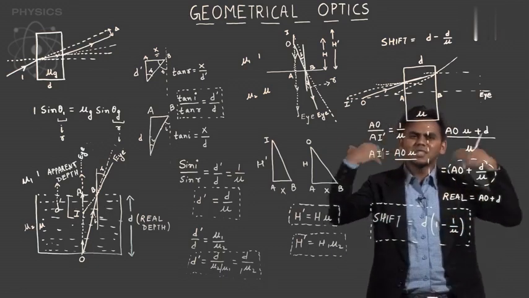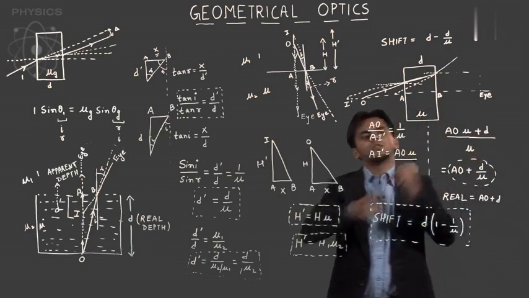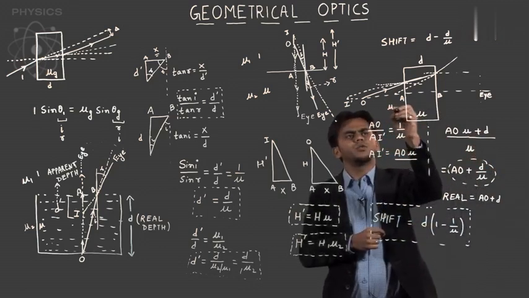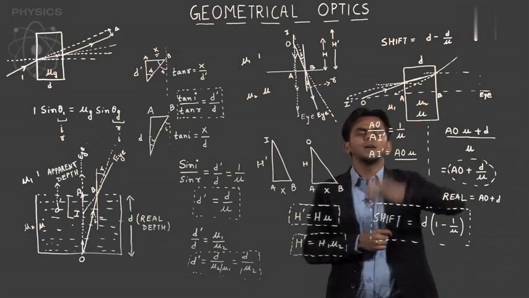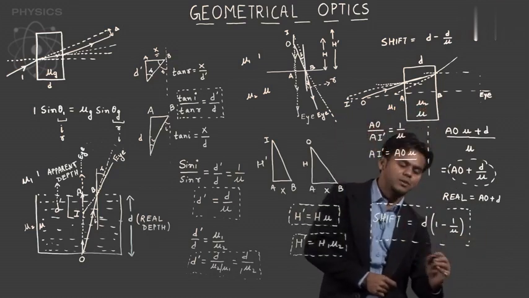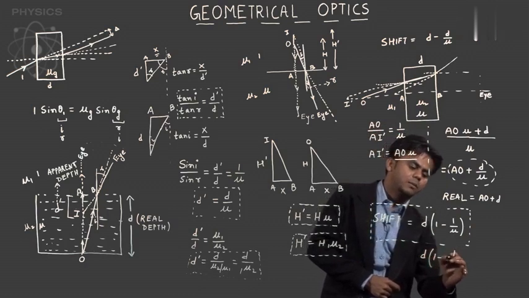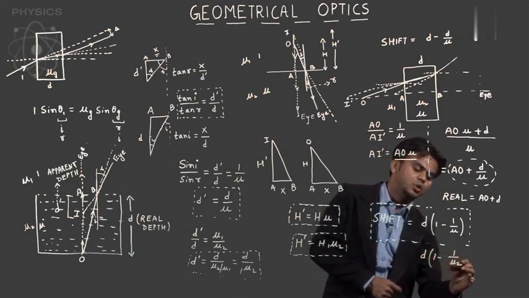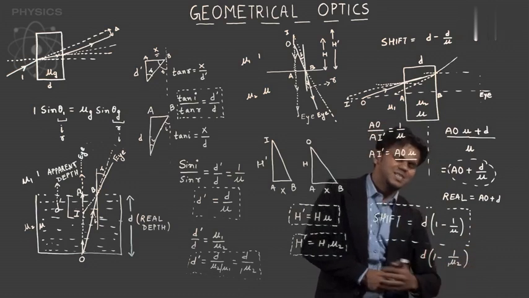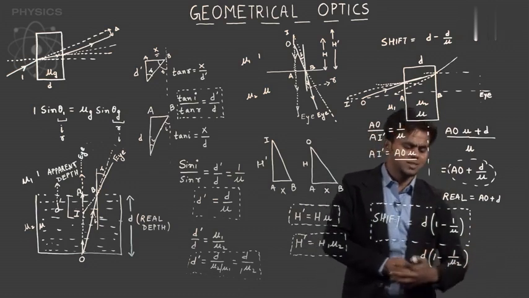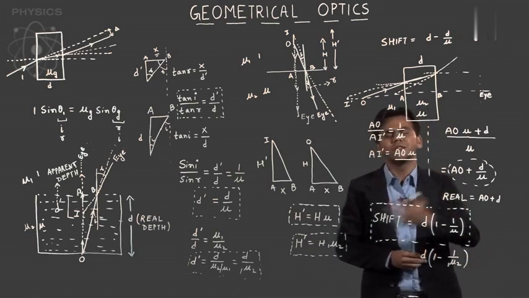And in the complicated situation, if this is of refractive index, let's say mu1, and this is mu2, then the formula would change slightly only, and this would become D times 1 minus 1 by mu of 2 with respect to 1. This is just a needless complication. This doesn't add much to the concept of real and apparent depth.